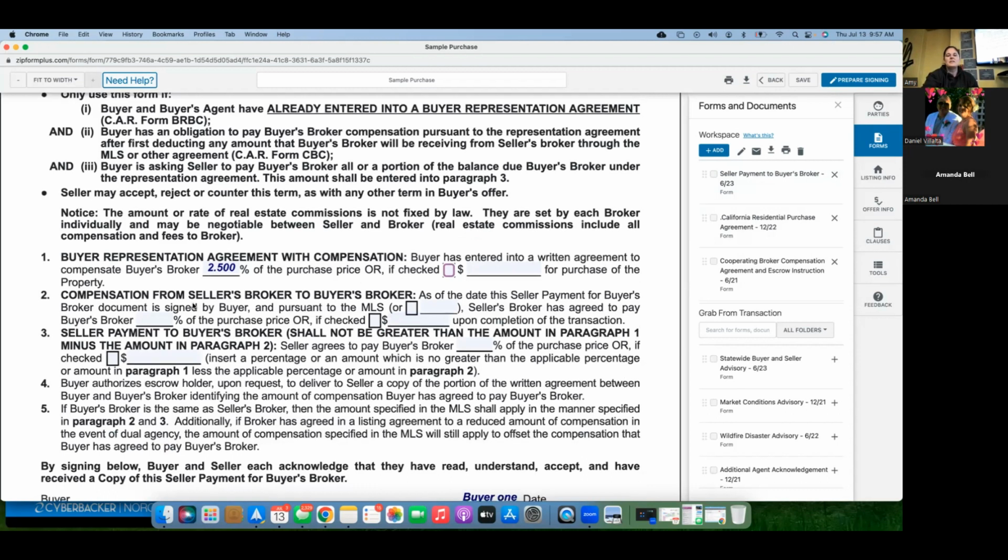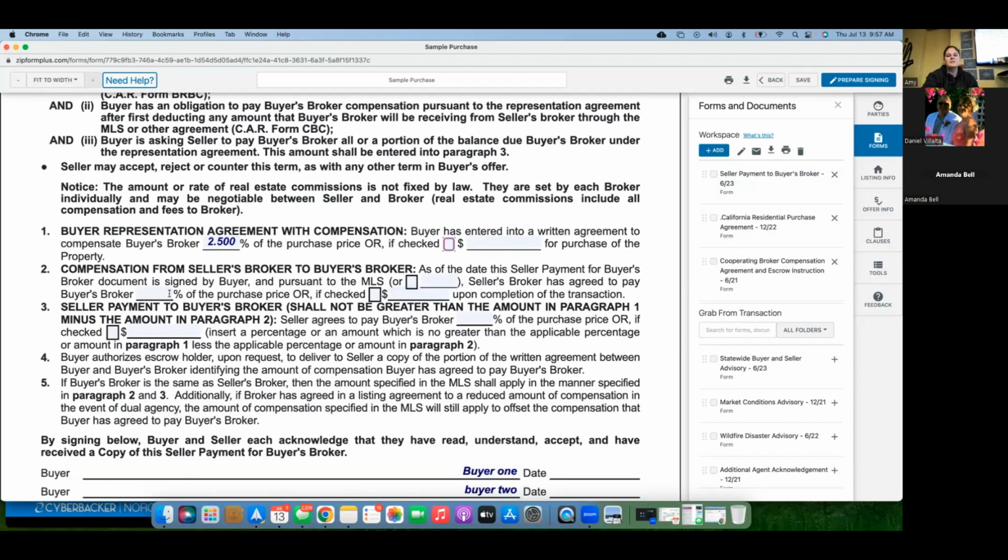Compensation from the seller's broker to buyer's broker. So what's being offered in the MLS, right? Pursuant to the MLS or blank, seller's broker has agreed to pay buyer's broker, whatever's in there. So let's say that it was 1%.